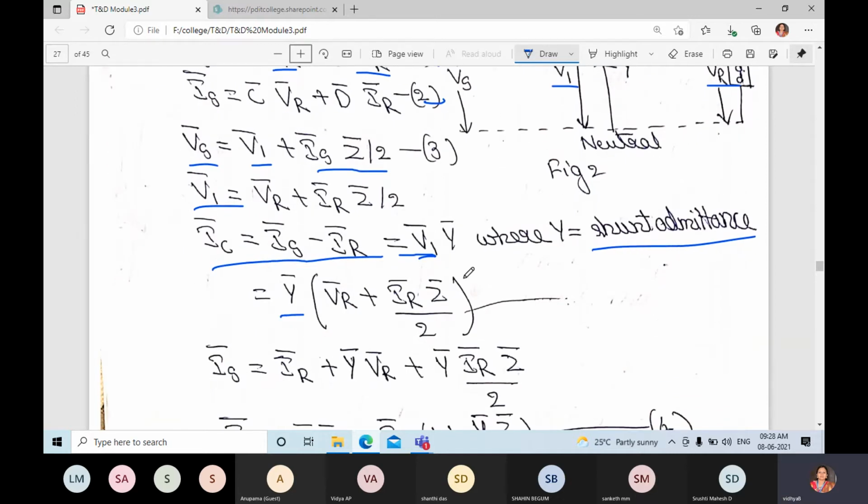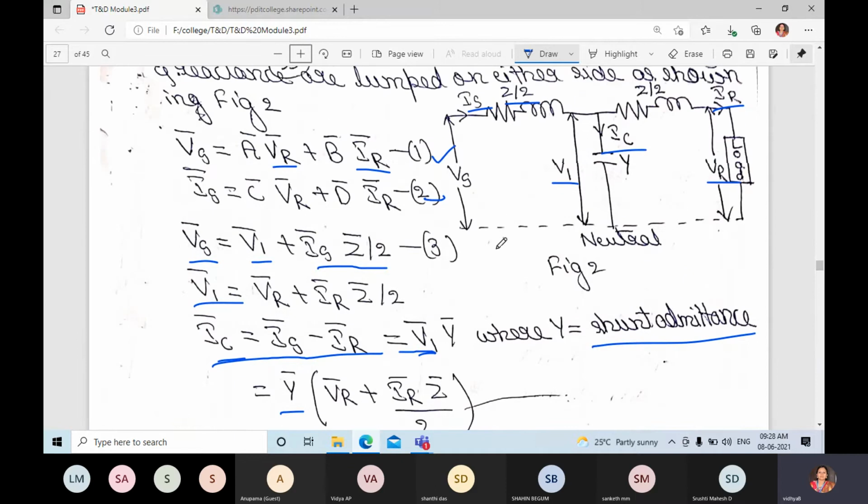Y vector is equal to V1 value, what we got, VR vector plus IR vector Z vector divided by 2, substitute. Okay, so now we know the value of IC. Is vector is equal to IR plus Y dash VR, that is the IC value. Is vector is equal to nothing but IR plus IC.